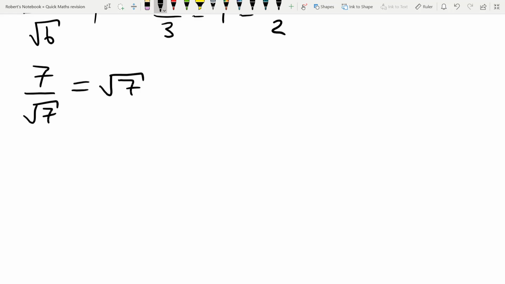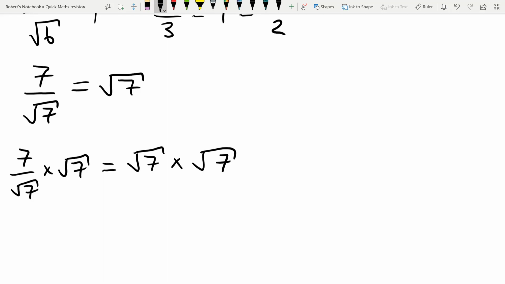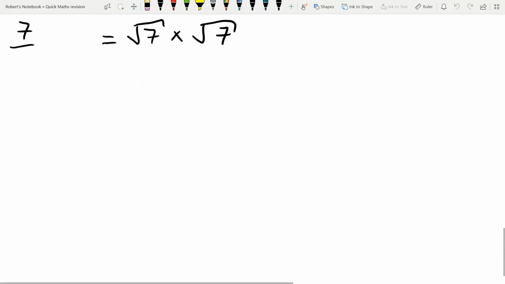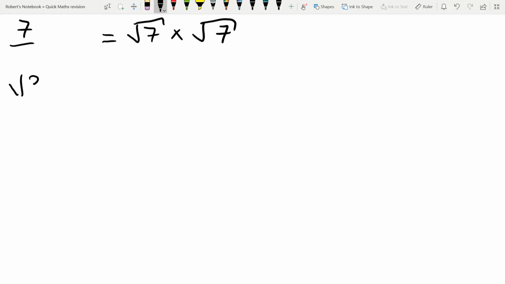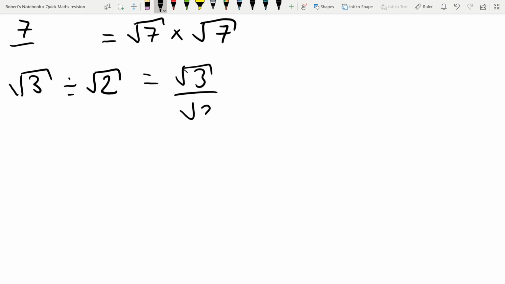So if you're not too sure why that works, if you multiply both sides by root 7, you'll see we get 7 over root 7 times root 7 equals root 7 times root 7. And then what happens is these two cancel, and you just get 7 is root 7 times root 7. So you can see that this works. And if you had, for example, 2 different surds, like so, you could just simply write it as root 3 over root 2.